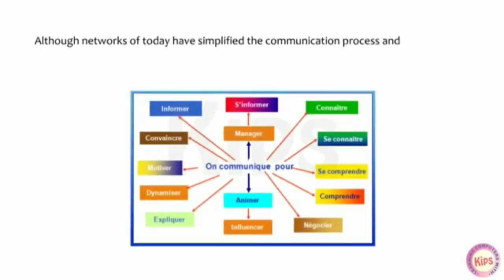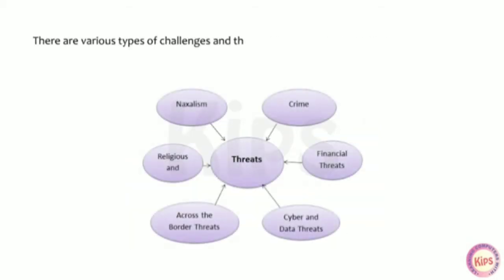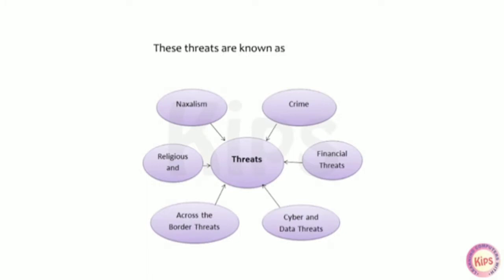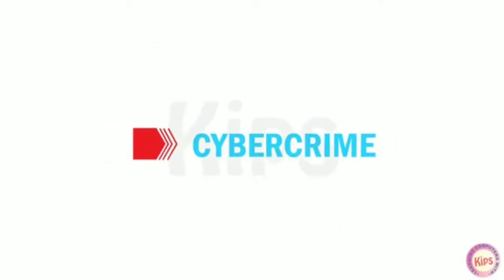Although networks have simplified the communication process and have provided great opportunity in almost all spheres of life, there are various types of challenges and threats associated with each of these networks of today. These threats are known as cyber crimes. Let us understand what we mean by cybercrime. A cybercrime is any illegal activity done through the internet.